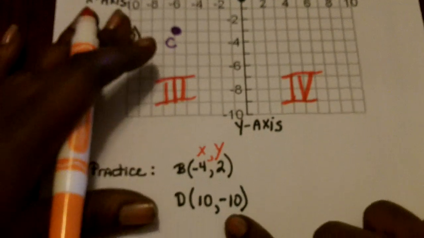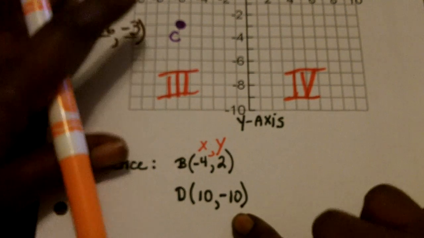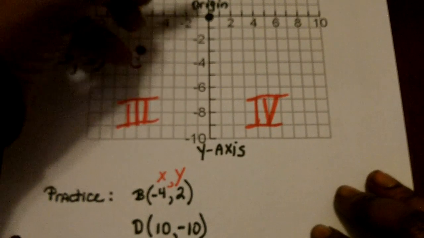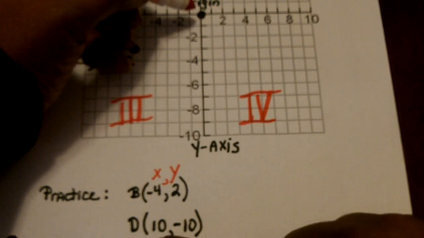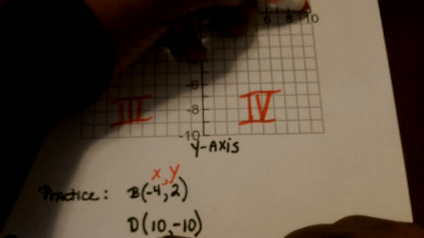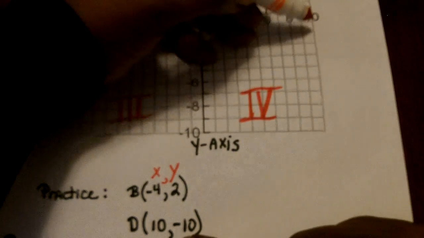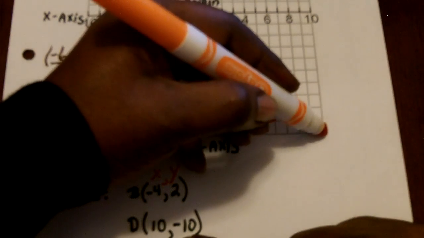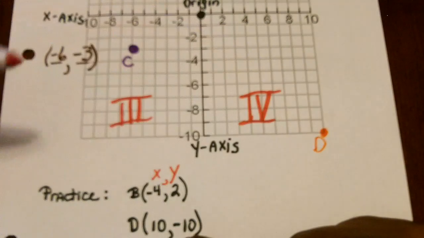Now, D is +10, -10. So you're still going to start from the origin at 0. Since the x is a +10, that means you will go forward till you get to +10. Y is a -10. So now you have to move down 10 places. We're going to end up right here on the corner for point D.